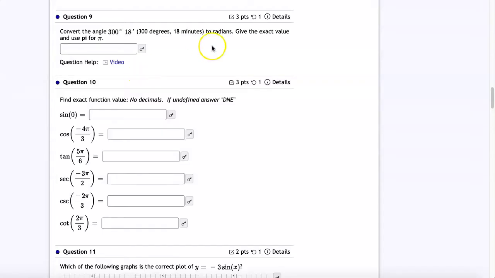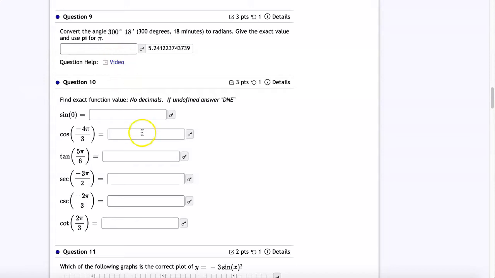Now again, what I want you to notice is that this is saying give the exact value and use pi. Do you see that the answer here is not an exact value? It's a decimal. This is just the decimal that the computer is using to judge your answer, but we are looking for an exact answer fully simplified, so make sure that you include that.